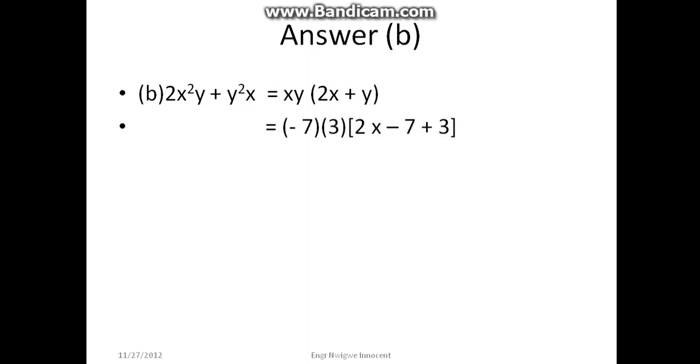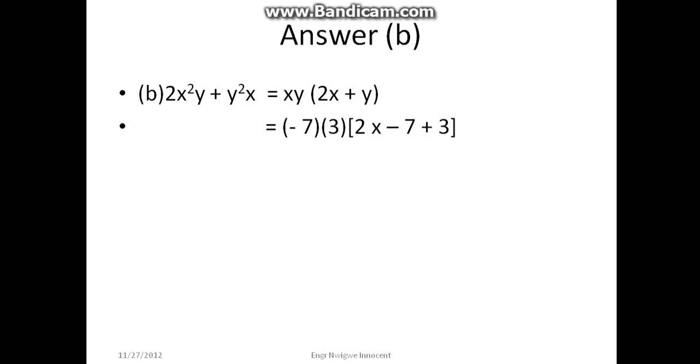Answer b. From the question, we are given 2x squared y plus y squared x. If you collect like terms and put the unlike terms in the bracket, we have xy bracket 2x plus y closing bracket. If you times xy by 2x, we have 2x squared y. If you times xy by y, we now have y squared x.